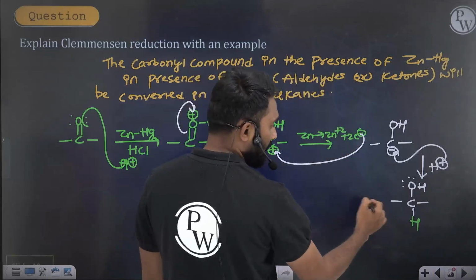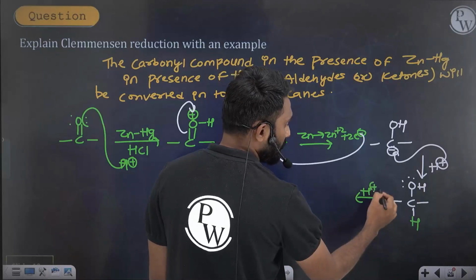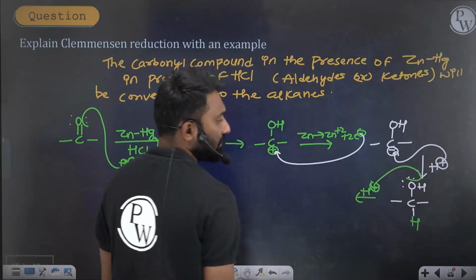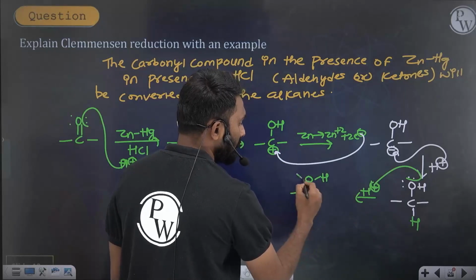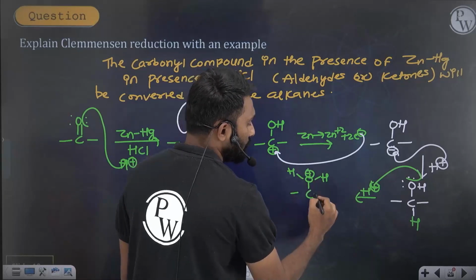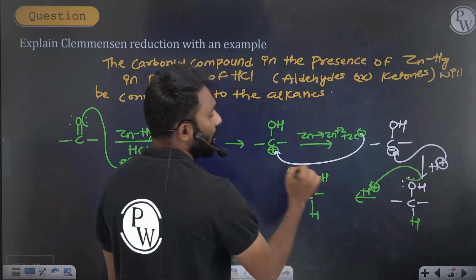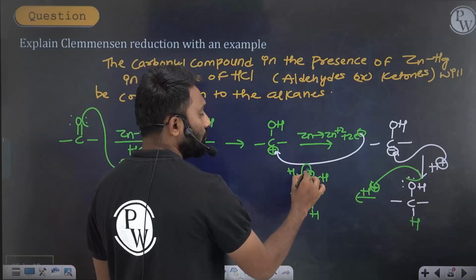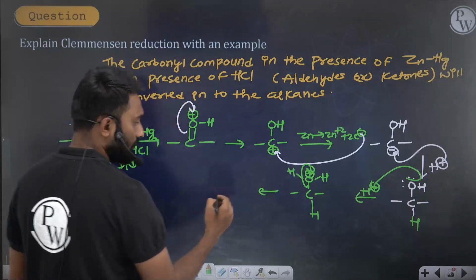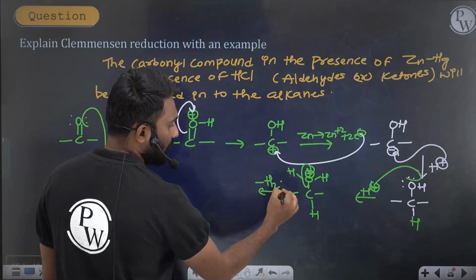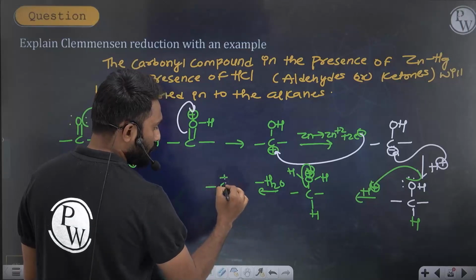Okay, again in the solution we have H plus. Now the oxygen lone pair will abstract this proton and form the oxonium ion. Now in the oxonium ion, H2O is a good leaving group. By taking the bond pair of electrons, H2O will be eliminated.